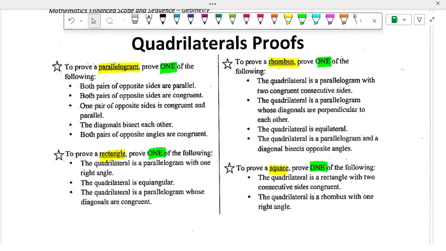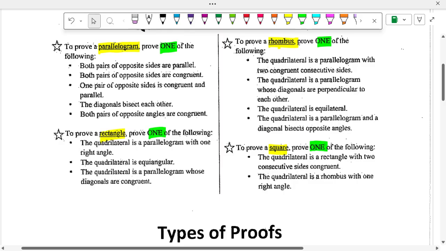With a rectangle, the easiest way is to show that either the diagonals are congruent or all the angles are congruent, meaning they're all 90 degrees. Or it's a parallelogram with one right angle. Because if a parallelogram has one right angle, it's automatically a rectangle.